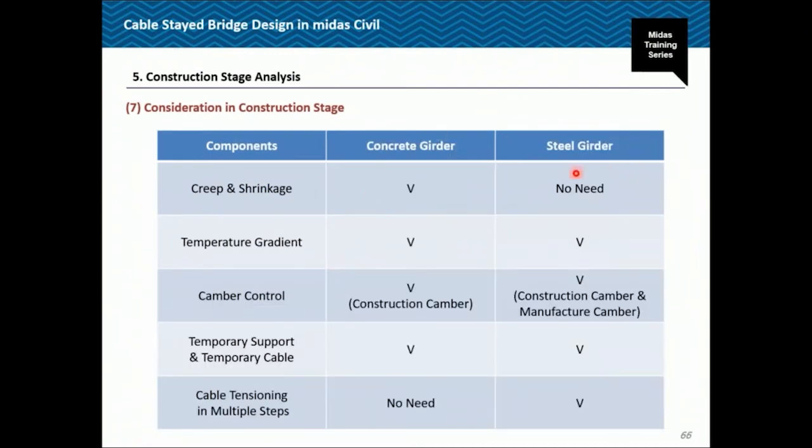So there's a distinction between a concrete cable stayed bridge and a steel cable stayed bridge. For concrete, you need creep and shrinkage, temperature gradient, camber control, the construction camber, temporary support, and cable tensioning in multiple steps. Generally, they don't do that in concrete bridges, but that depends on the designer. In steel bridges, they do multiple pretensions, so you can simulate multiple pretensions also in the program.